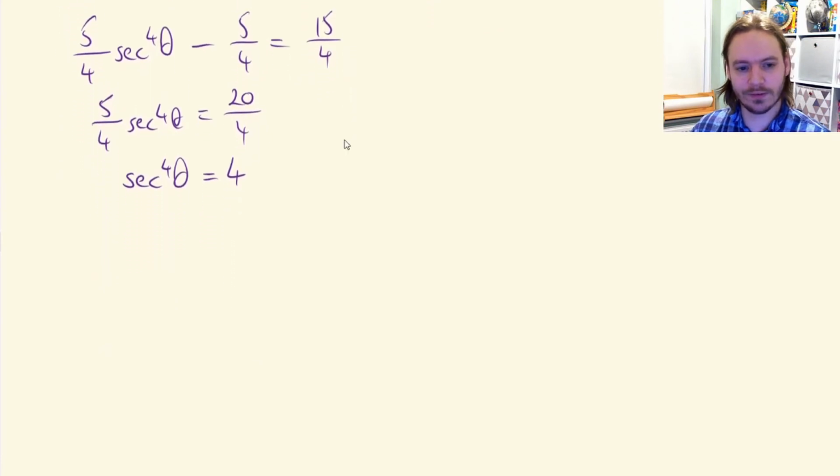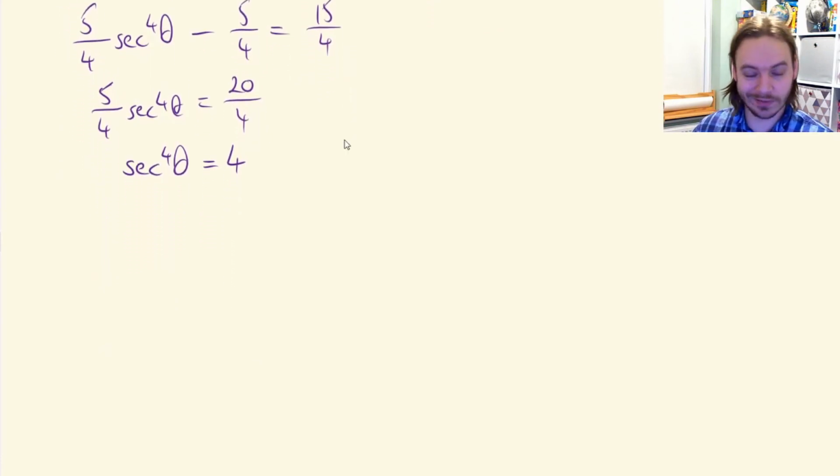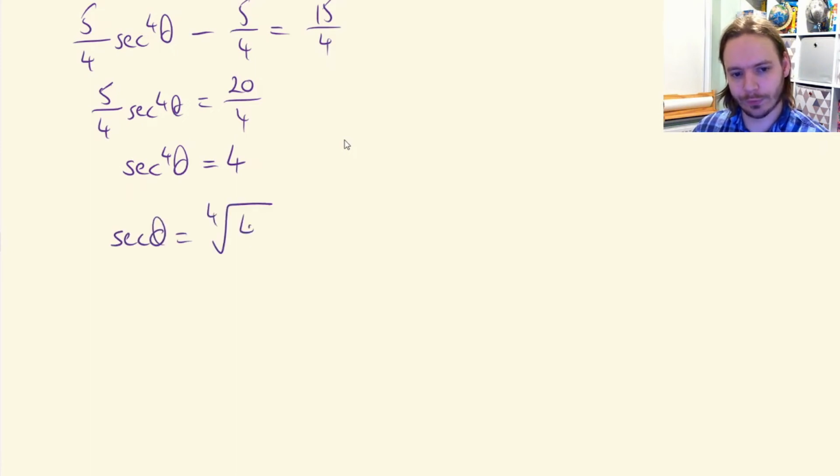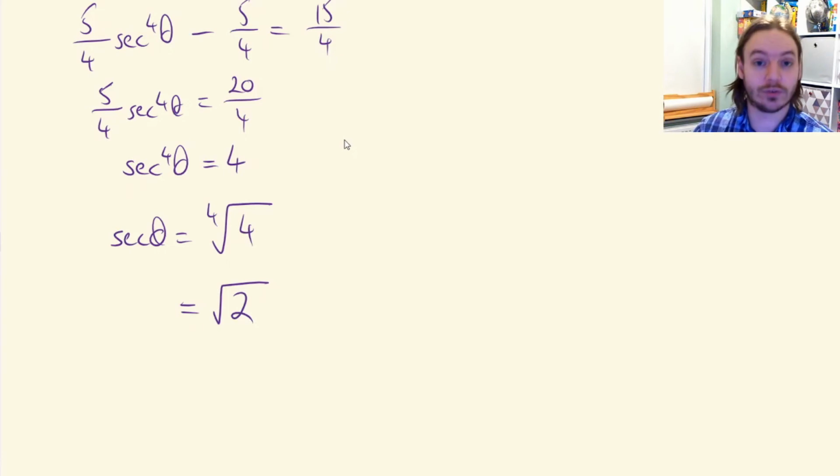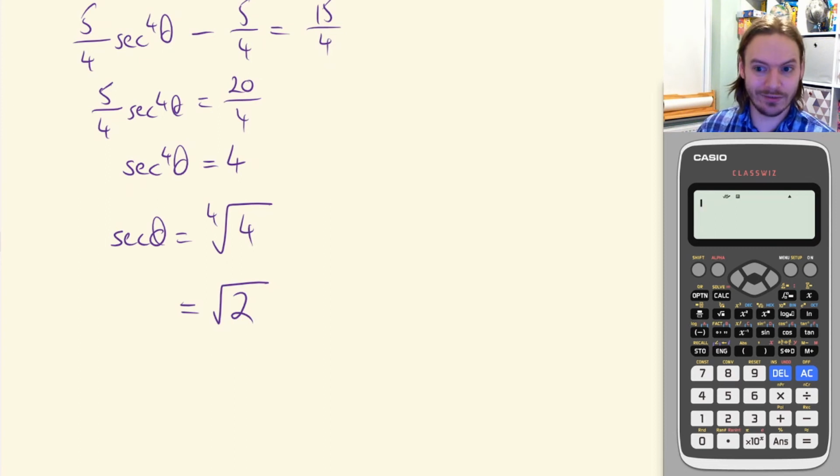I'm not quite finished because I need to unwind that and get the exact value. And it does say exact value. So sec theta is the 4th root of 4. Now the 4th root of 4, it's not immediately obvious, I guess, but it's going to be root 2. Because if I square root 2, I get 2, and if I square that again, I get 4, 4th root of 4. What is quite interesting about this particular question is you need to be able to sort that out yourself.